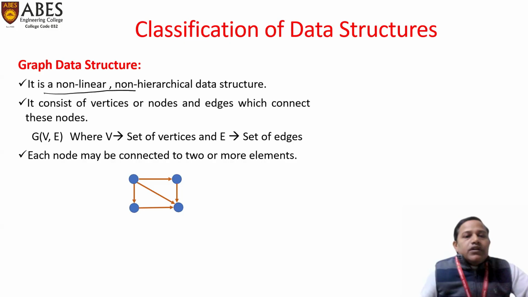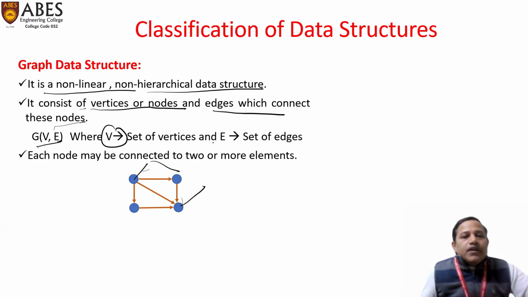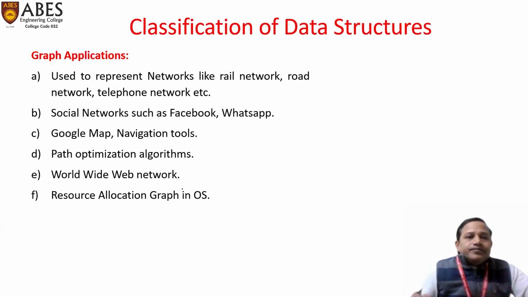Graph is also a non-linear and non-hierarchical data structure. Tree is a hierarchical data structure, but graph is non-hierarchical. It consists of vertices or nodes and edges which connect these nodes. In a graph, there are two sets: the first is called the set of vertices, and the other is called the set of edges. In a graph, each node may be connected to two or more elements. The graph may be directed or undirected.